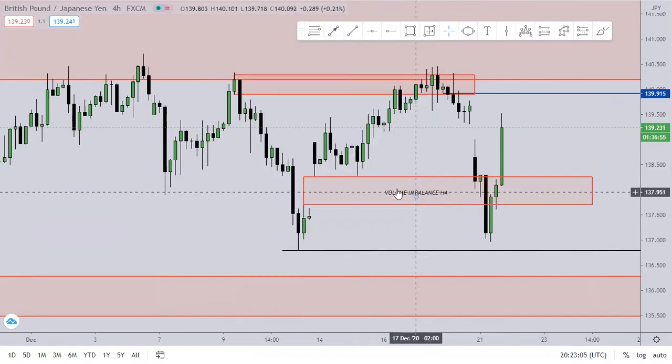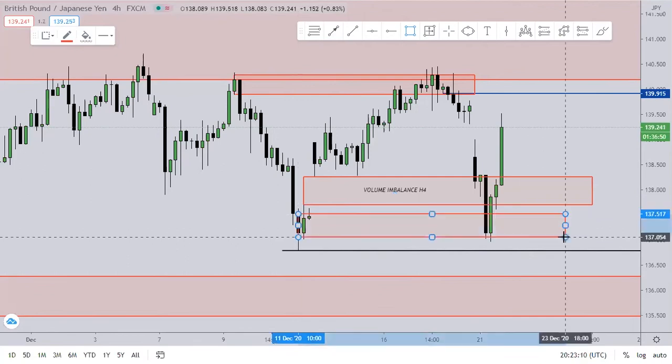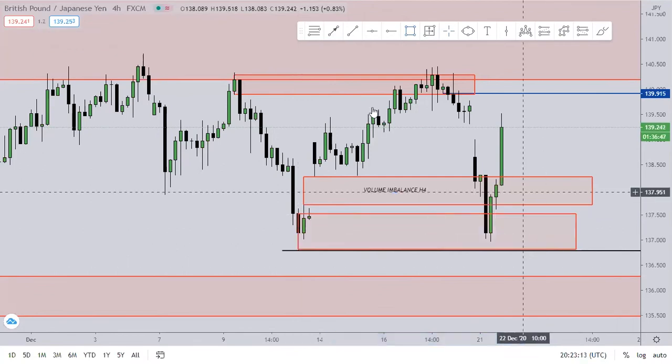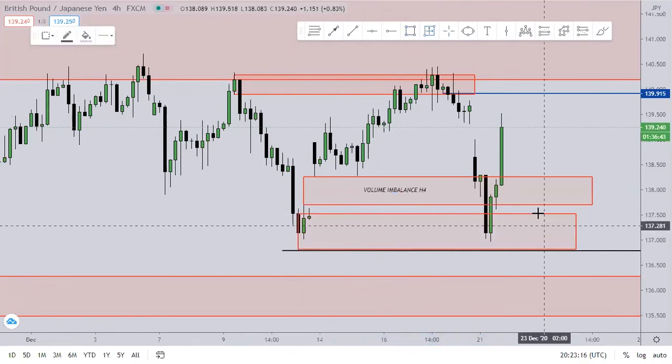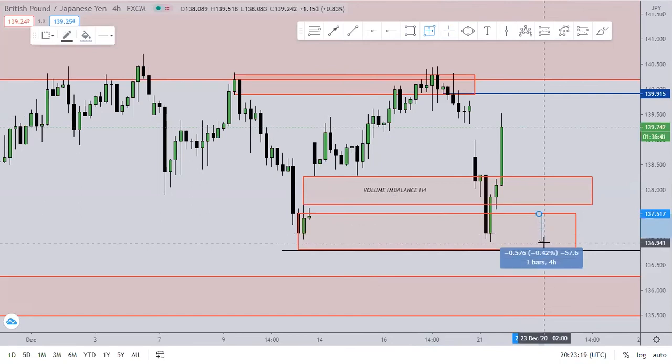So after they filled the volume imbalance, what did they do? Bullish order block. You see? So you could have bought it here. Here, you would have had a drawdown of 57. This is GBP JPY. It's very, very volatile. So when you are trading it, don't go in with big lot sizes.